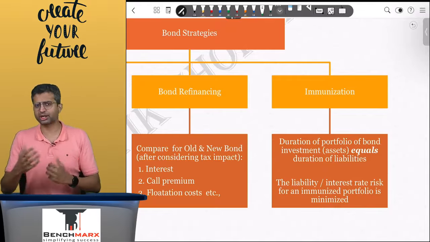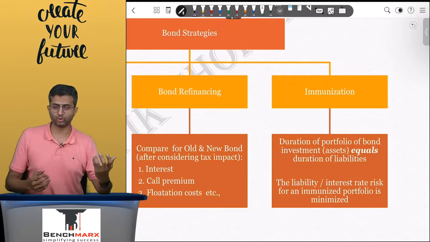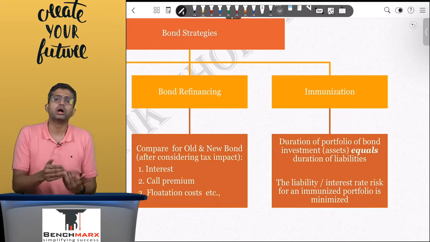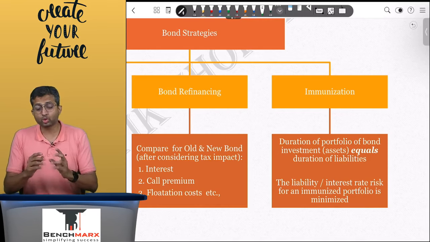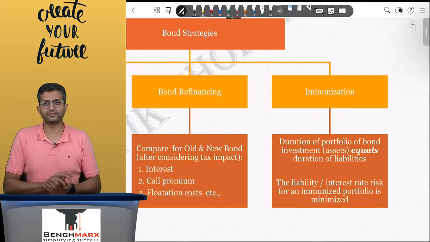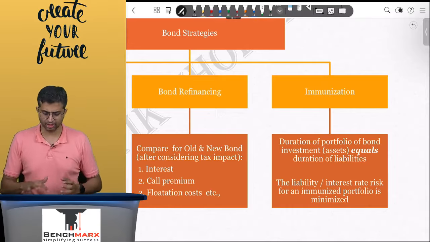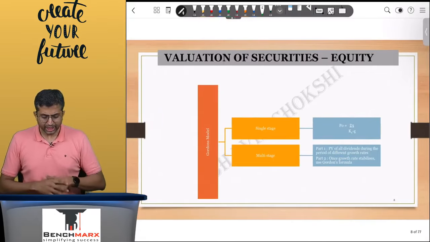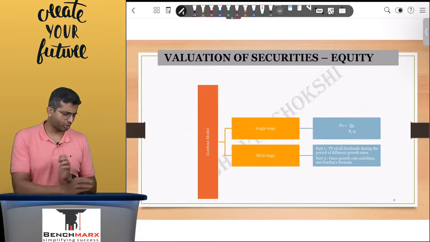If at a later date there are certain changes that happen, Institute can ask you a question where you might have to again determine your strategy in order to immunize your portfolio again if the balance has been disturbed. Okay. This takes care of the section of valuation of bonds.